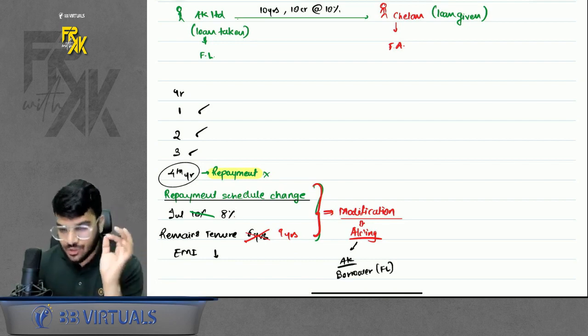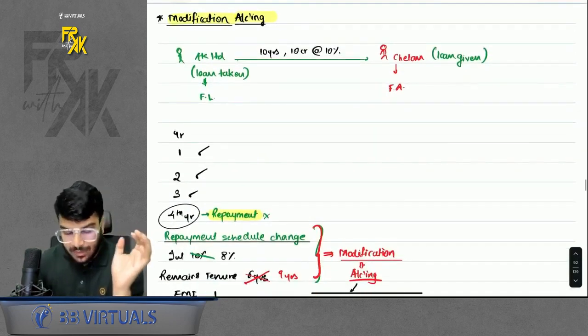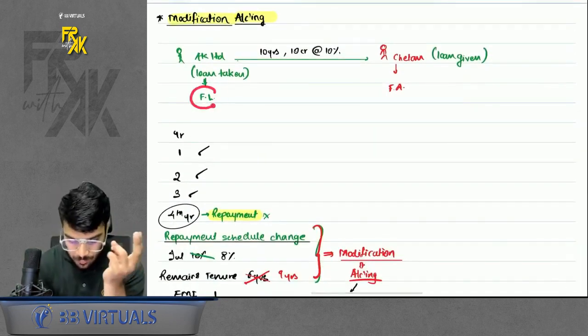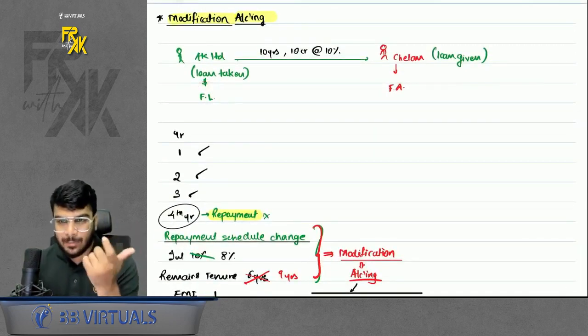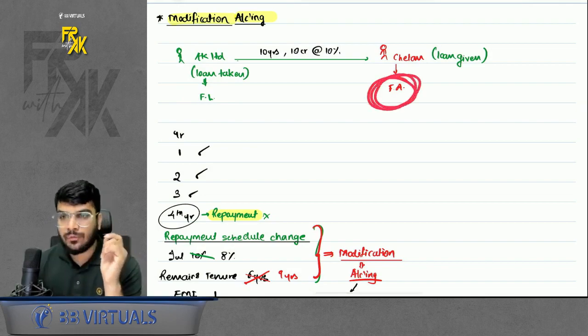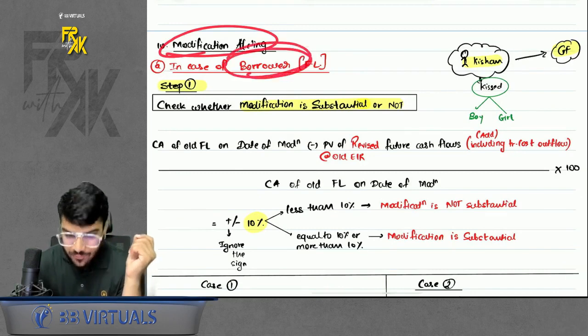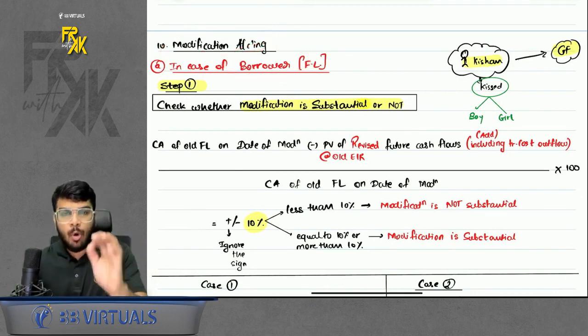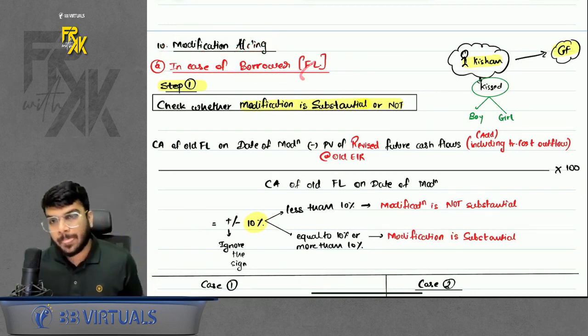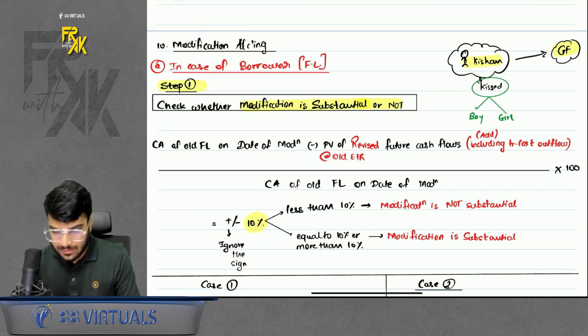What to apply? Modification accounting. So modification accounting is discussed from both the cases: from the case of borrower, for whom it is a financial liability, and from the case of lender also, for whom it is a financial asset. So first we will discuss modification accounting from the case of borrower, for whom it is a financial liability. Now how does the borrower account for this?